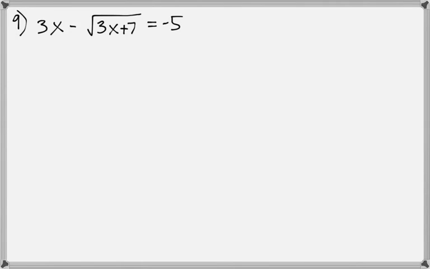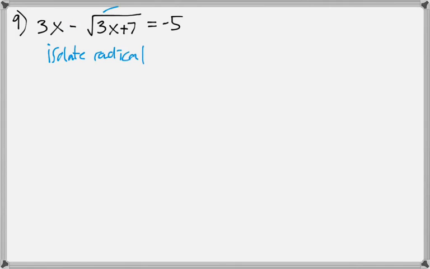On number 9, I want to first isolate the radical. And there's a couple different ways that we could do this. We could subtract the 3x from both sides, but that still leaves that negative in front of it, which would be okay. You would still have to just divide both sides by -1.